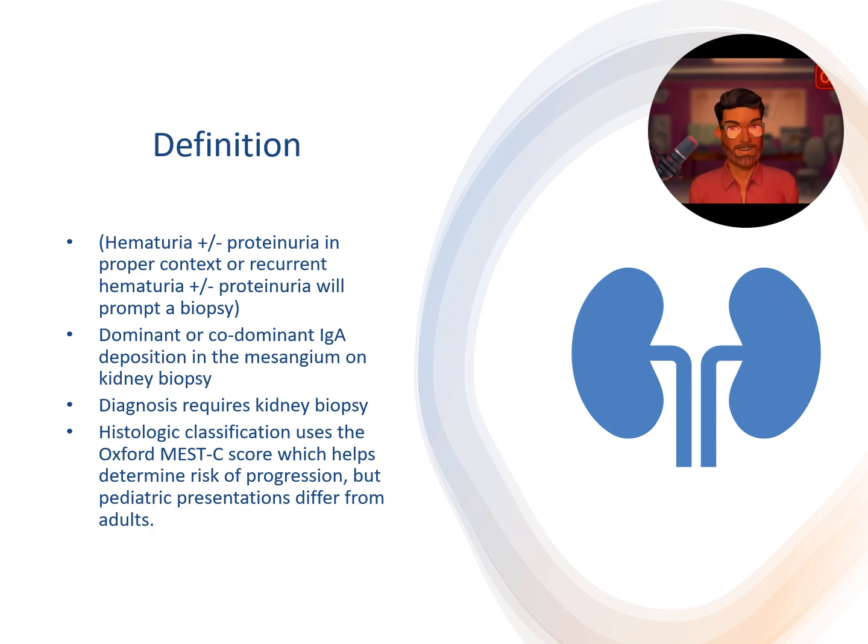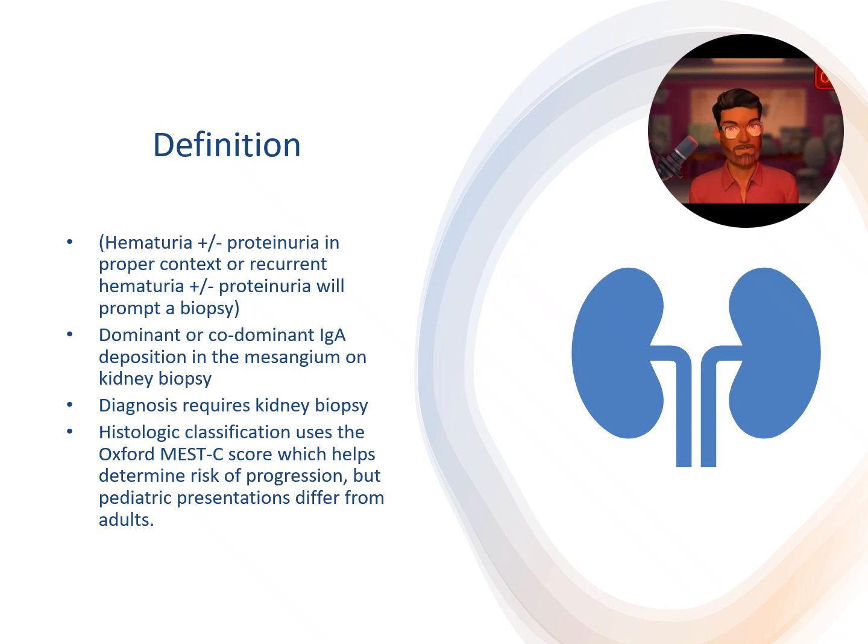Or recurrent hematuria plus or minus proteinuria that prompts a biopsy which demonstrates IgA deposition in the mesangium on immunofluorescence, where it's either the brightest or very bright on immunofluorescence. While one can make a clinical diagnosis based on signs and symptoms, the only way we can make the definitive diagnosis is by doing the biopsy.